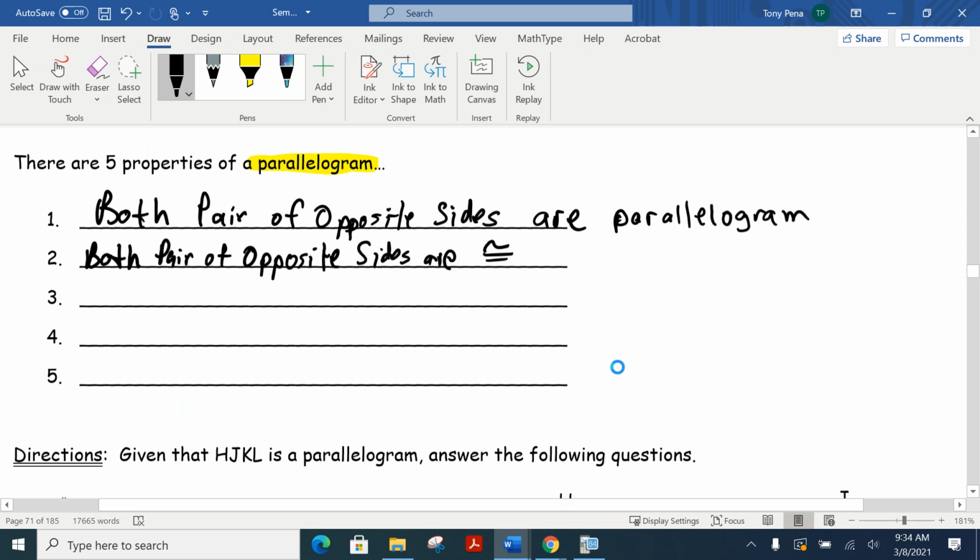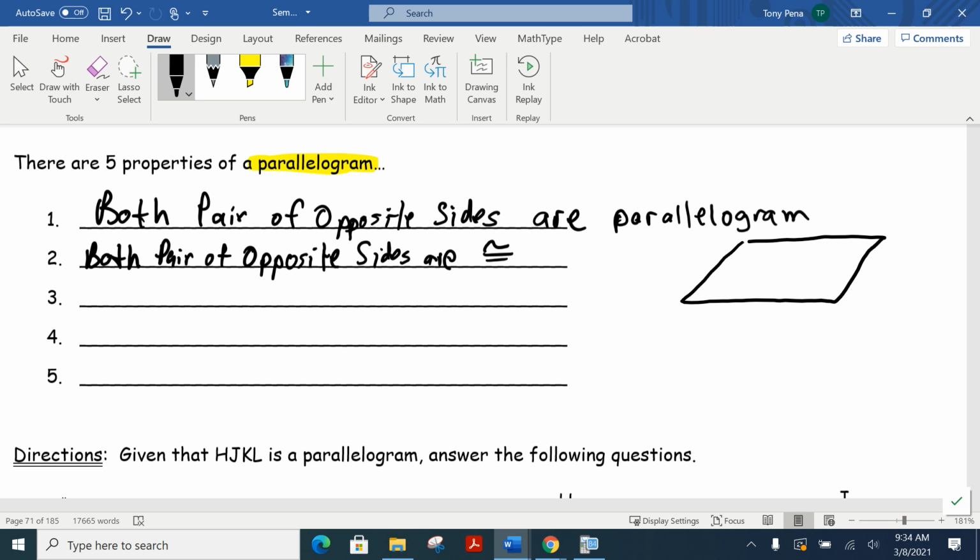So a general parallelogram, what I want you to draw in is going to look like this. And then look at the first two properties. It's saying both pair of opposite sides are parallel. This should just say both pair of opposite sides are parallel for number one.